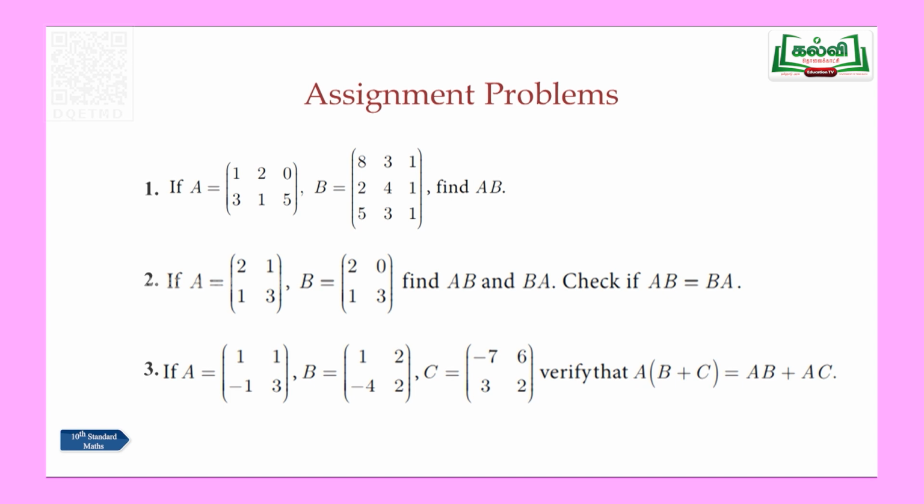First we have to find the AB matrix, then we have to find the BA matrix and then check it. Third one: if A equal to 1 1 minus 1 3, B equal to 1 2 minus 4 2, C equal to minus 7 6 3 2, verify that A multiplied by B plus C equals AB plus AC. First of all we have to take the left hand side, then we have to find the right hand side.